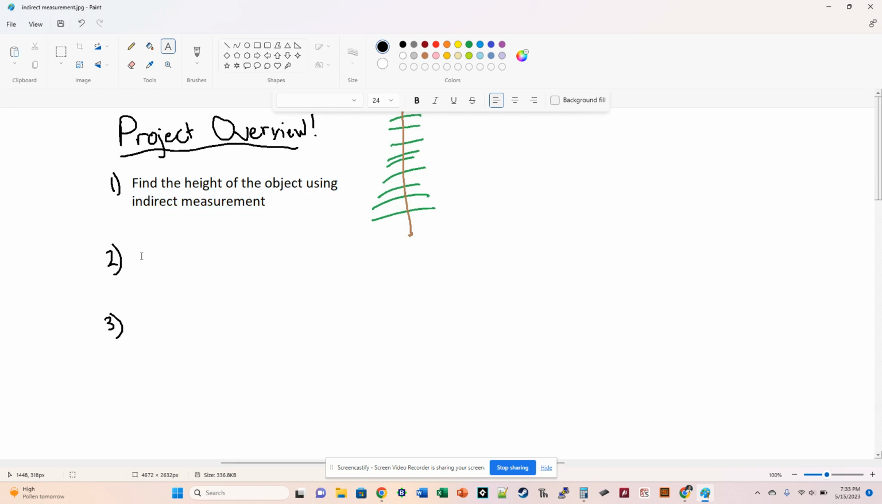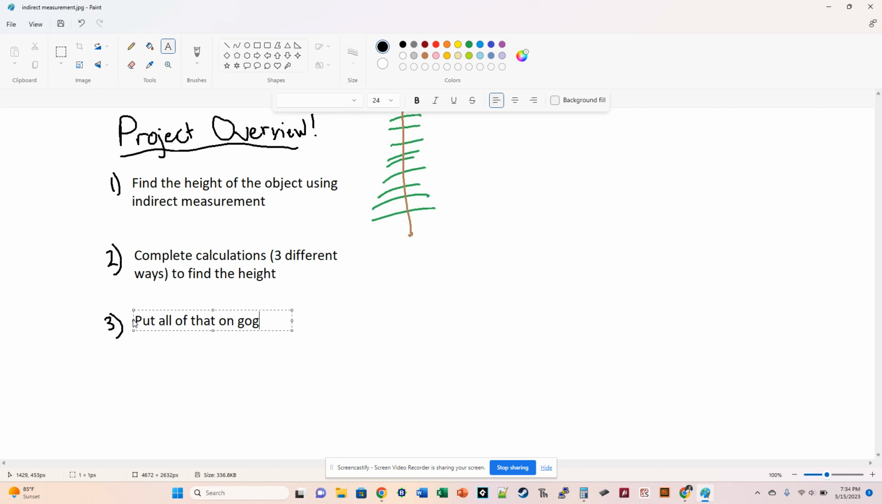Your second main goal is to complete calculations, and there are going to be three different ways to find the height of that tall object. Finally, you'll put all those things on a Google Slides presentation, and you'll present it to the class.